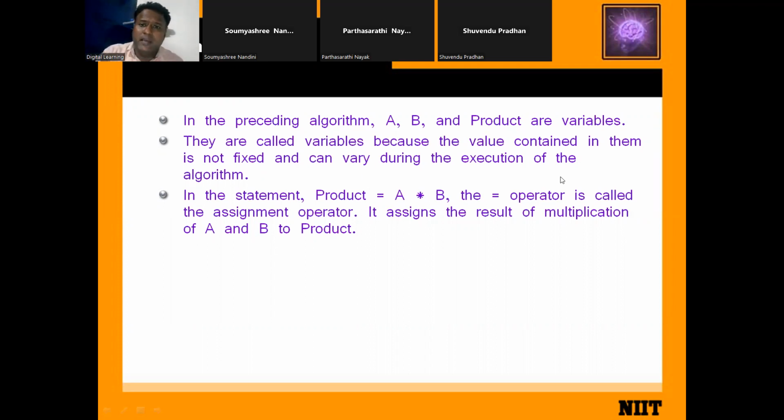The variable is a memory location where you have to store the value, and that value always changes. Constant is a memory location where we store the value, and that value never changes. In the preceding algorithm, A, B, and product are variables. A is one variable, B is one variable, because its value always changes. Then product is another variable.